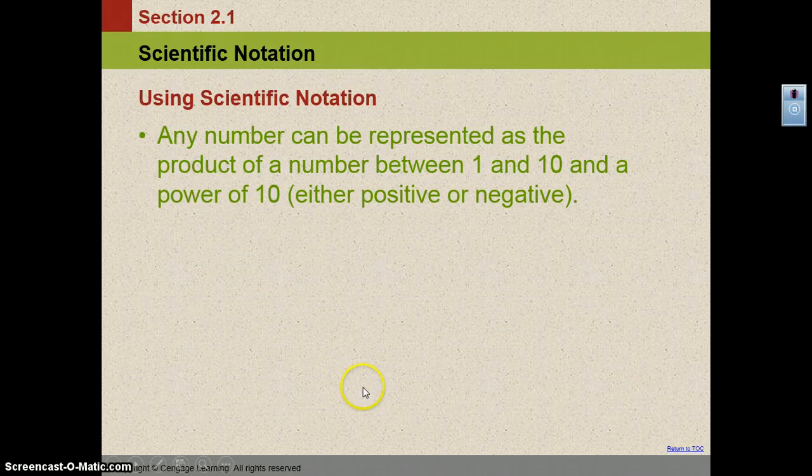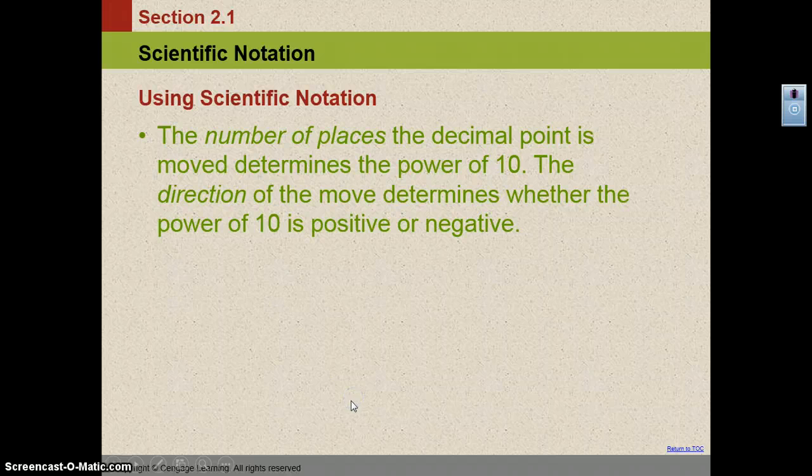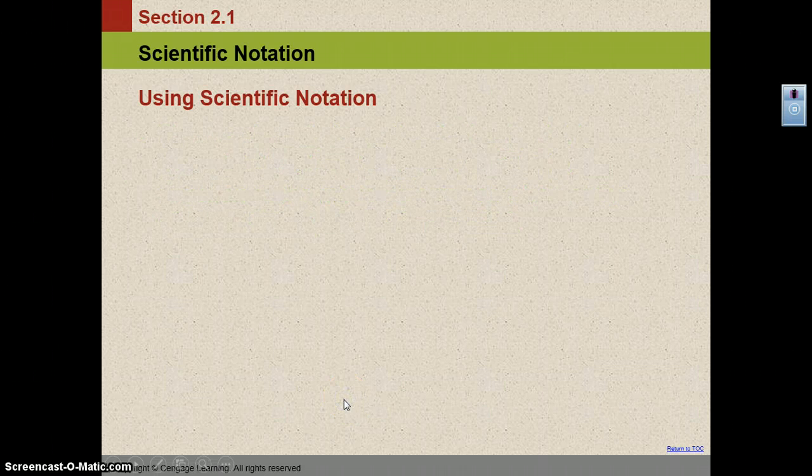Any number can be represented as the product of a number between 1 and 10, and the power of 10 is going to depend on the number of decimal places and which direction it gets moved in. The number of places the decimal point is moved determines the power of 10, and the direction determines whether the 10 is negative or positive, so whether the number is less than or greater than 1.